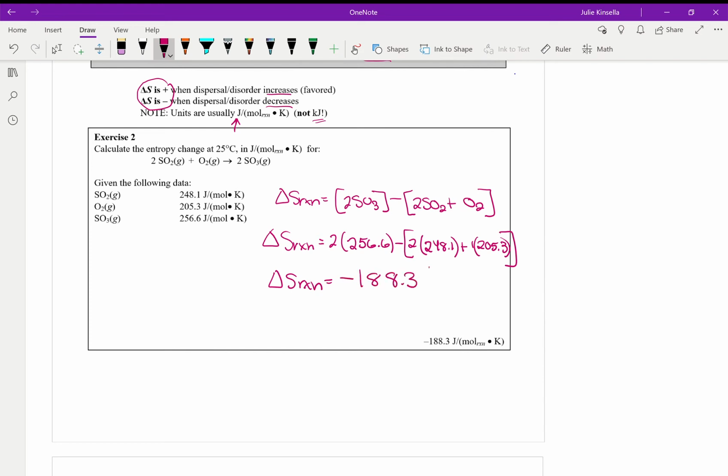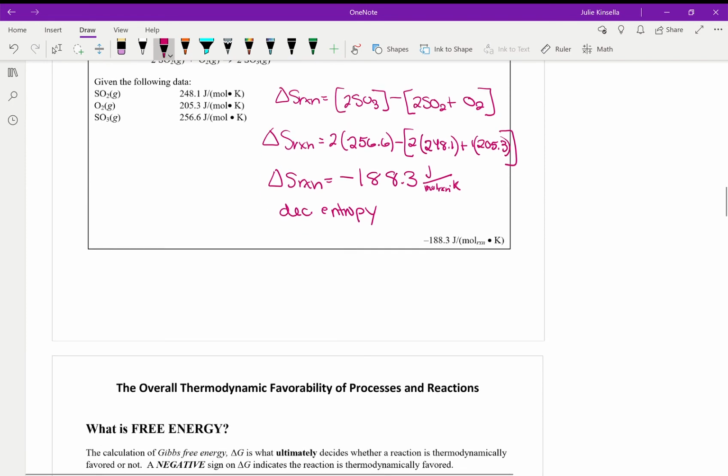And again, make sure you're very careful here with units that would be joules per mole of the reaction per Kelvin. So this is showing that this reaction, based on our values, is showing us a decrease in entropy, which we would say would be unfavorable. So that's one calculation you could see in terms of our entropy.